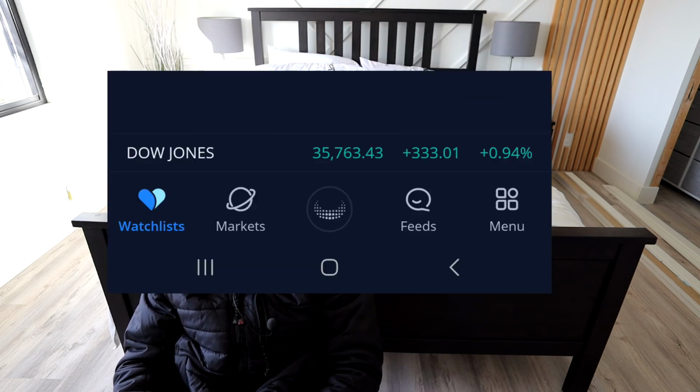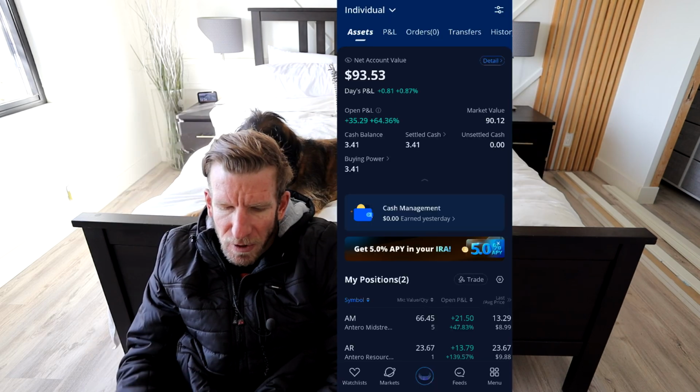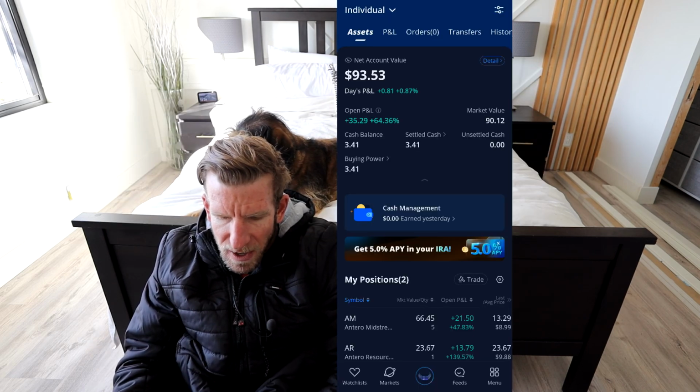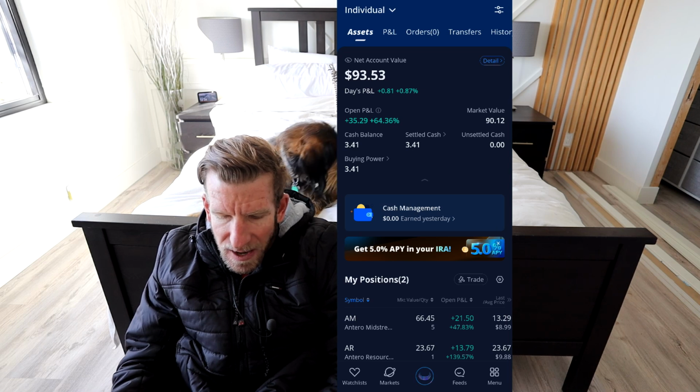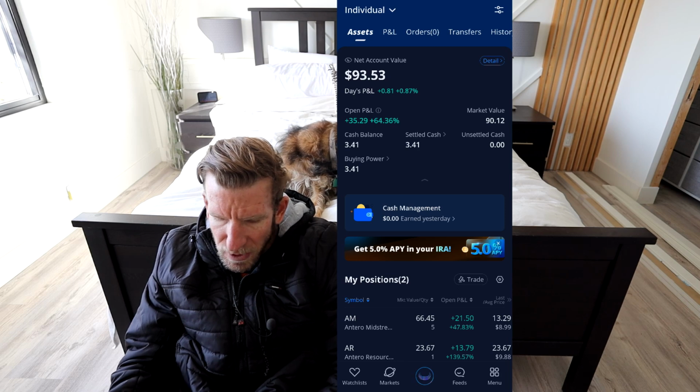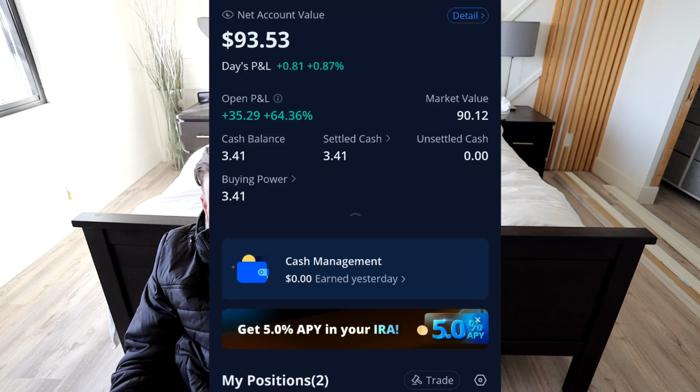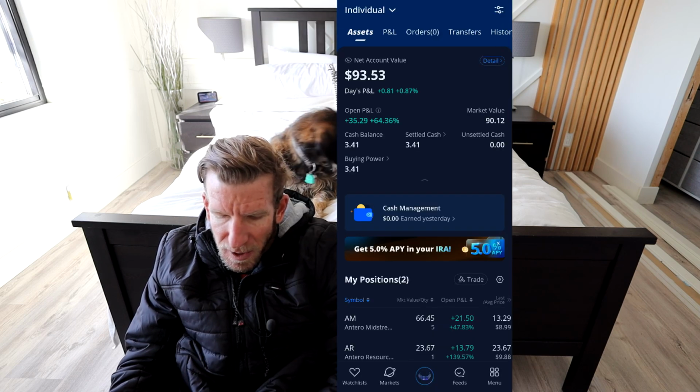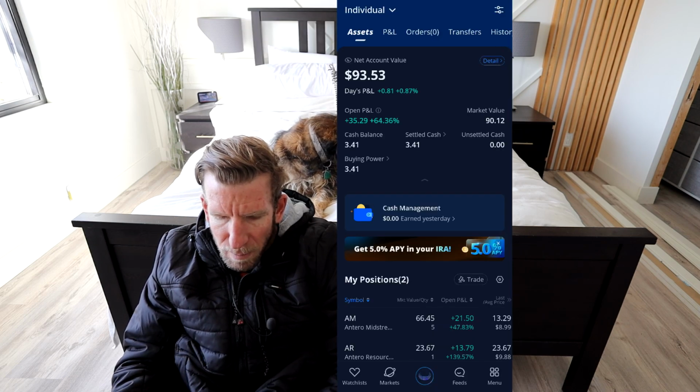Now, this middle button at the very bottom where it has the Webull logo, I'm going to press that and put in my password. Okay, after I enter my trading password, this is what those free stocks that they gave me are worth right now: $93.53. That's pretty cool. You can see right here in the top middle of your screen, open P&L. Right now, I'm plus 64%, plus $35.29. And there's my day's P&L, that's profit and loss, right below the net account amount, which is $93.53.